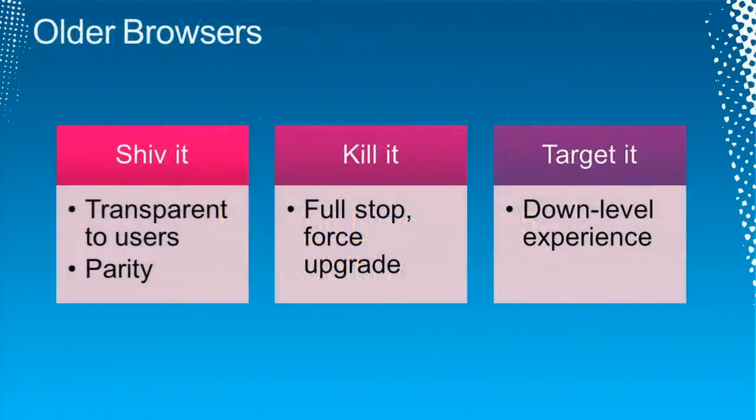For older browsers, as we go through this today, we're going to be talking about 3 techniques, and I'll tell you which one we're going to focus on most. You really have 3 options. You can shiv an older browser, and this is really in the polyfill sense, not in the prison sense, so we're not going to be killing anybody, but essentially a shiv is transparent to users. This is a polyfill. So our goal with a shiv is to make an older browser be on par with a newer browser so the user really never knows the difference.